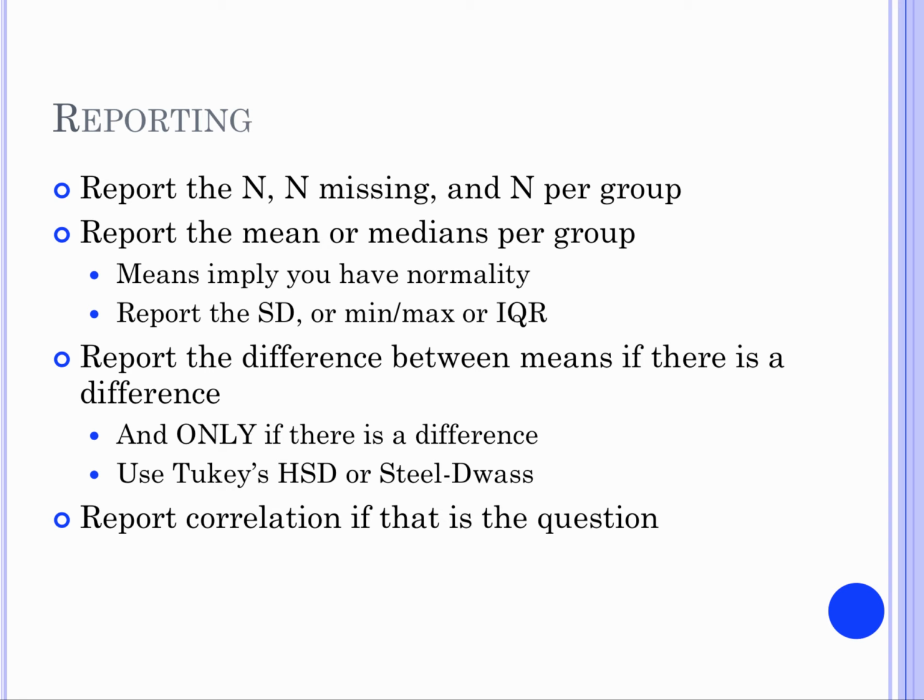When reporting, again, it's the N, missing, and N per group. Report the mean or medians per group as determined by the distribution of your variable. Remember, means imply you have normality. It also implies that it is a symmetric distribution. Report the standard deviation, or if you've reported the medians, then use the minimum or maximum or the interquartile range. Report the differences between the means if there is a difference, and only if there is a difference. And to determine where, again, use Tukey's HSD or Steel-Dwass according to the normality assumptions.